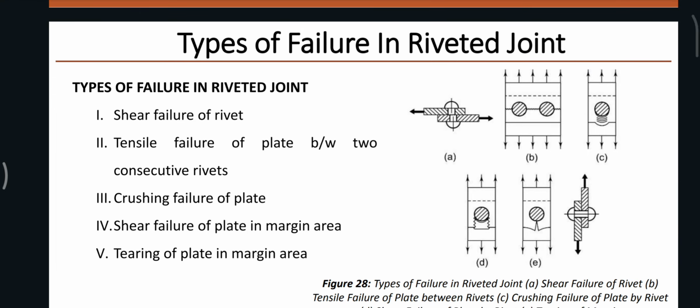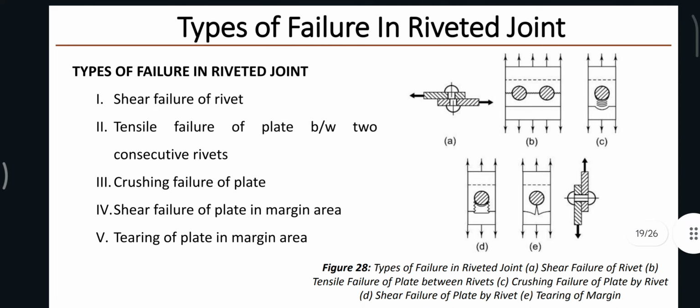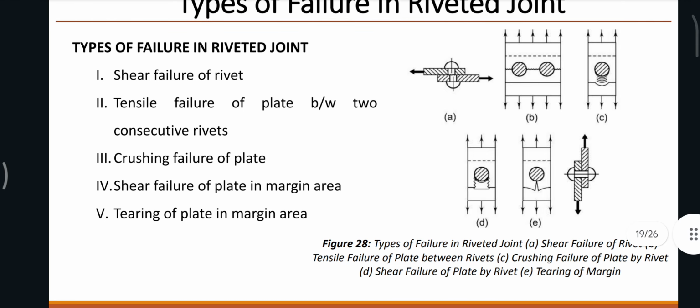Types of failure in riveted joint: first, shear failure of rivet. Second, tensile failure of plate between two consecutive rivets. Third, crushing failure of plate. Fourth, shear failure of plate in margin area. Fifth, tearing of plate in margin area.